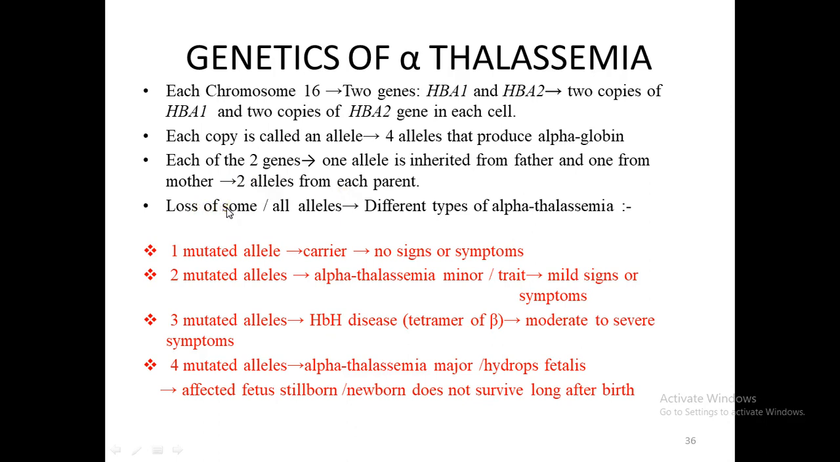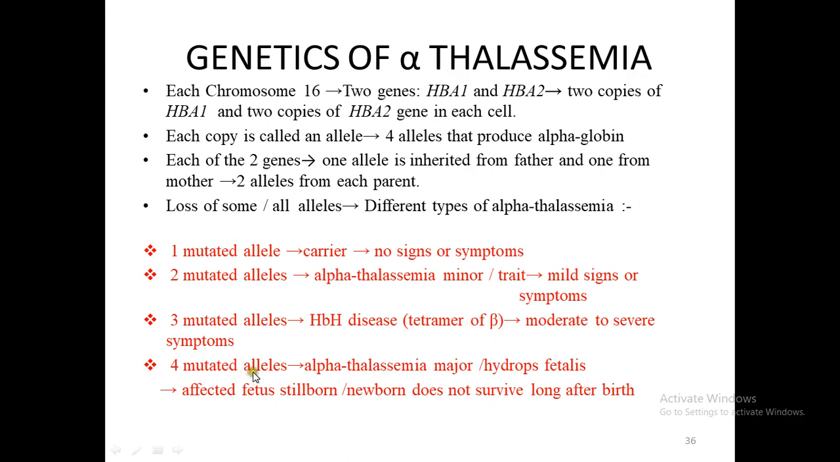If there are loss of some alleles or loss of all alleles, then different types of alpha thalassemia take place. If there is one mutated allele only, then the patient is just a carrier, will not show any signs or symptoms. If there are 2 mutated alleles, then we say that the patient is suffering from alpha thalassemia minor or alpha thalassemia trait, and he will just show mild signs or symptoms of alpha thalassemia. If there are 3 mutated alleles, then it's called hemoglobin H disease.